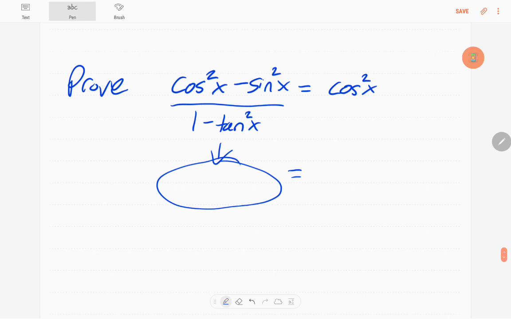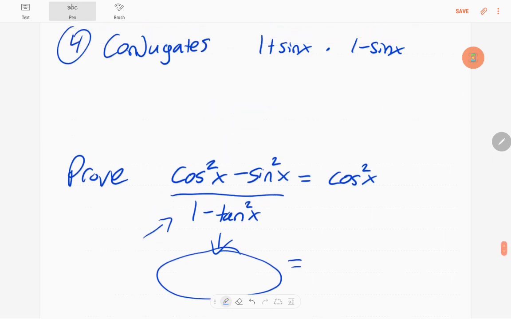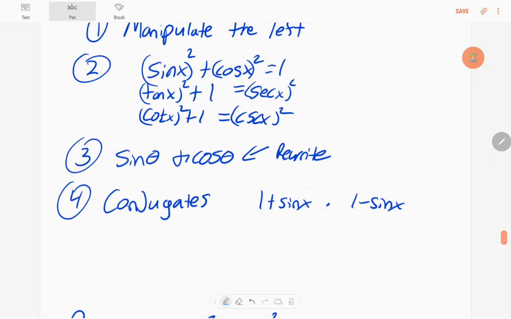So now I'm going to look and see, can I rearrange anything? Can I manipulate anything? The top almost looks like the first trig identity, but notice there's a subtraction, so unfortunately I can't do anything with that. However, that bottom piece, the 1 minus tangent of x squared, looks a lot like the second trig identity. Oh wait, which one is it?